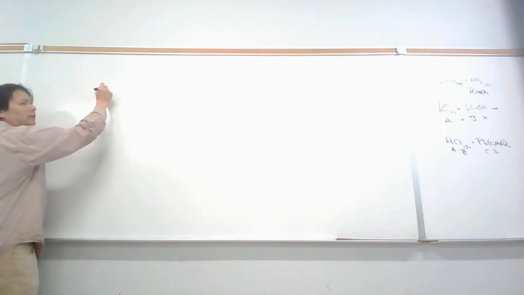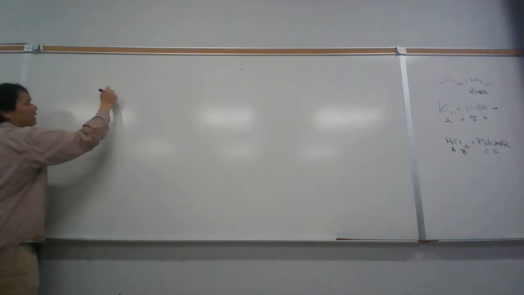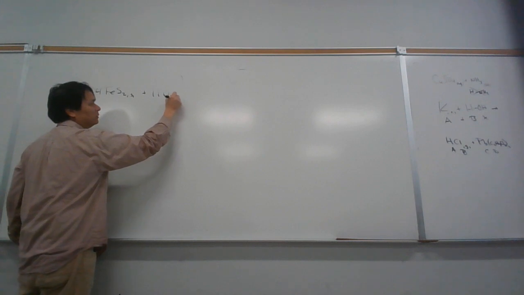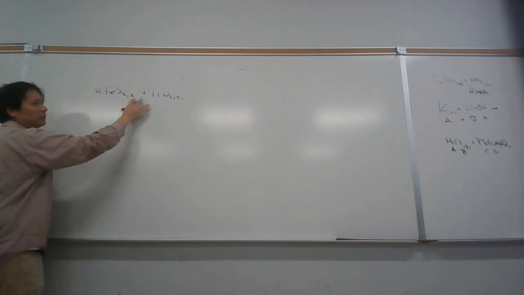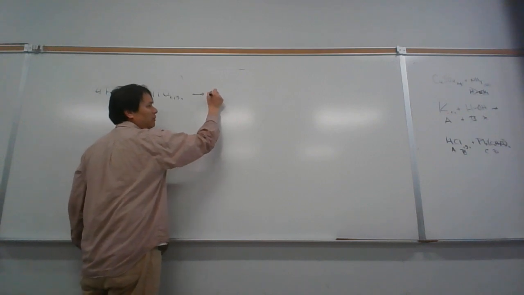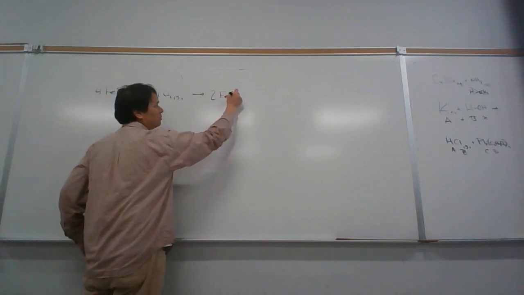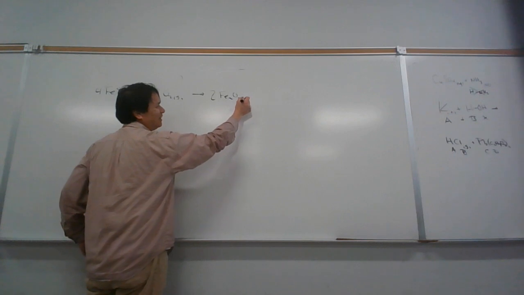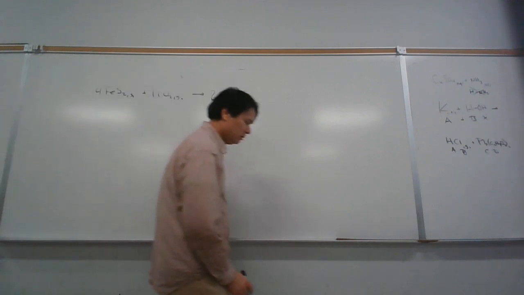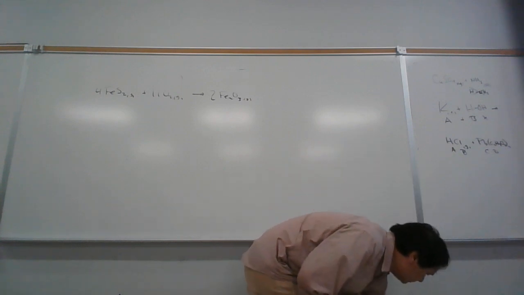All right, so here we have the 4 FeS2 solid plus 11 O2 gas. So we're burning the pyrite. When we burn the pyrite, we're going to form 2 Fe2O3. Fe2O3 is named using our standard ionic nomenclature. What's it called? Fe2O3?